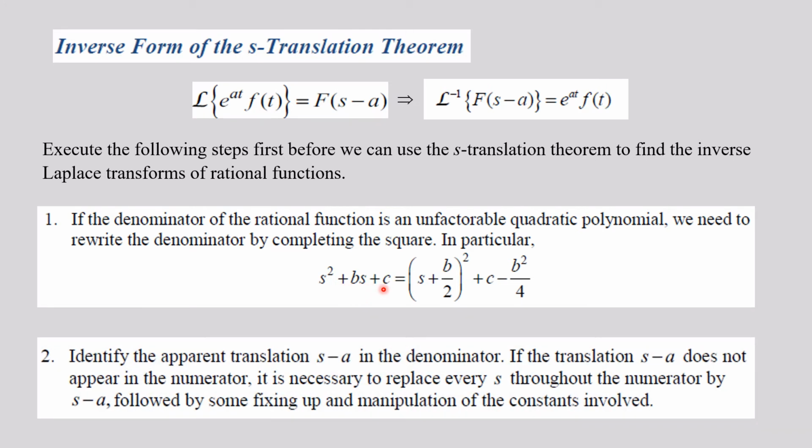The second thing that you have to check is the translation s minus a. Does s minus a appear in the denominator or not? If yes, then you check also whether s minus a appears in the numerator. Now, if the translation s minus a does not appear in the numerator, then it is necessary to replace every s throughout the numerator by s minus a, followed by some fixing up and manipulation of the constants involved. So we'll explain these two points, points 1 and 2, by looking at some examples.